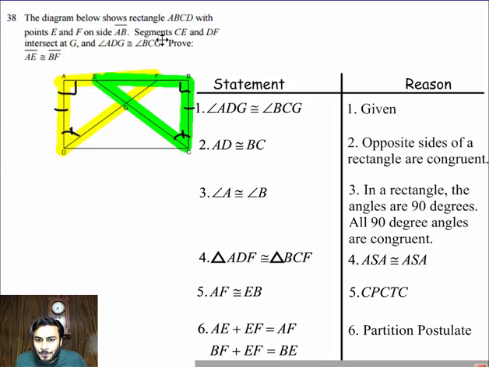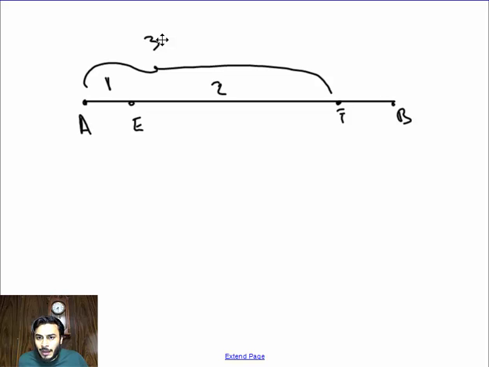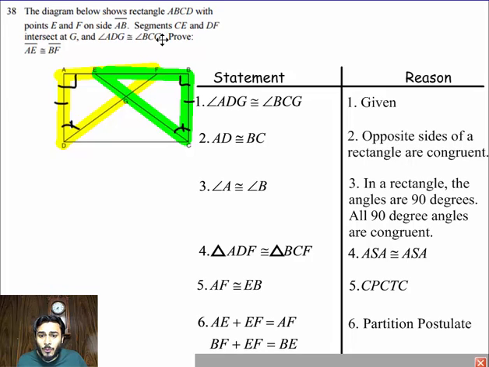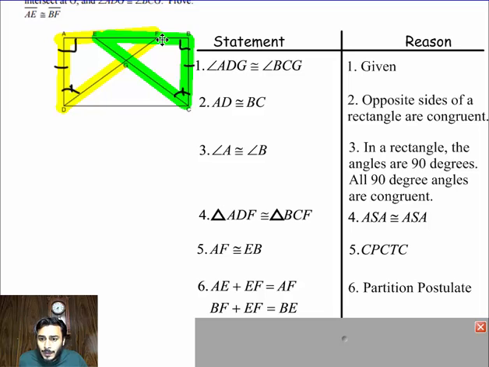That's what I'm doing here, right? I'm saying the part AE plus the part EF equals the whole thing AF. And same thing with the second part here. I got BF plus EF equals the whole thing. So let's say BF is 1 and EF is 2, then what is the whole thing EB equal? Well, it would equal 3, right? You got to add the two parts to get the whole. So that's what I got there. That's the partition postulate.